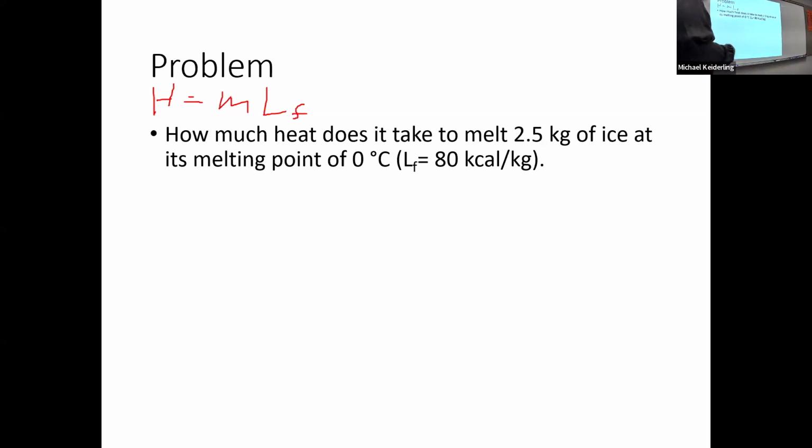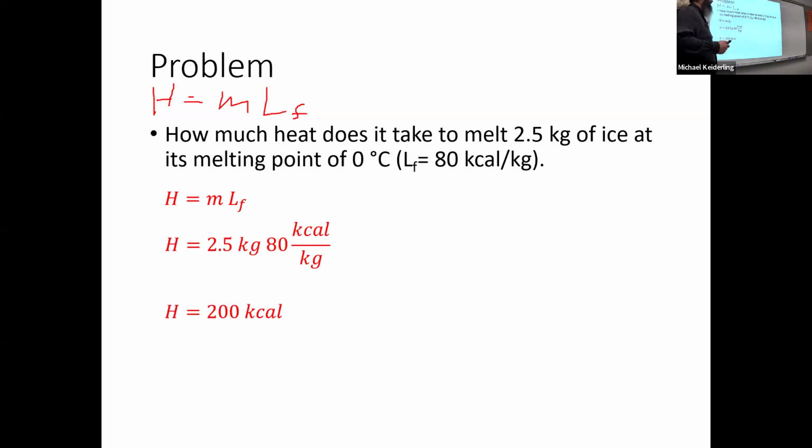So 2.5 kilograms of ice at its melting point of 0 degrees Celsius. The latent heat of fusion is 80 kilocalories per kilogram. So we'll multiply mass by latent heat of fusion. 2.5 kilograms times 80 kilocalories per kilogram gives us 200 kilocalories.